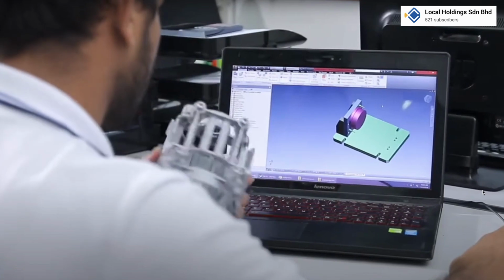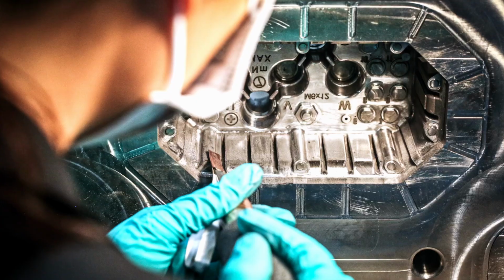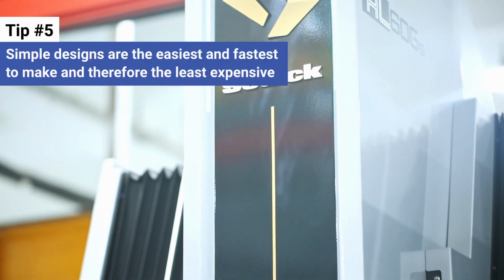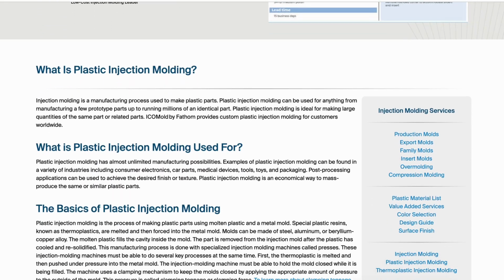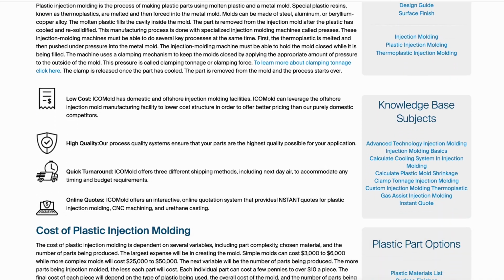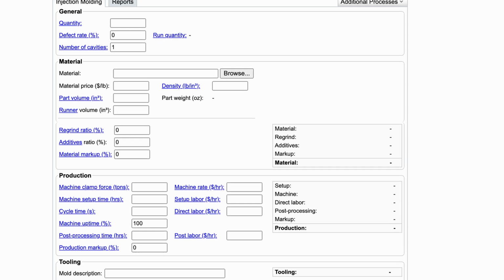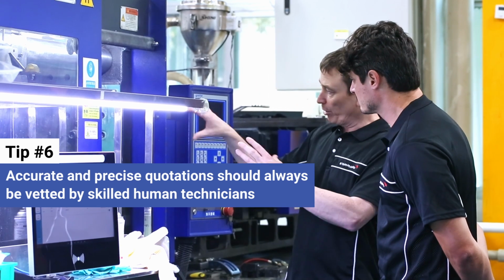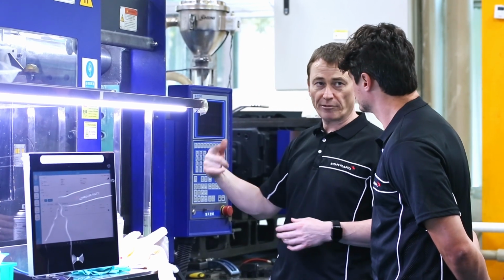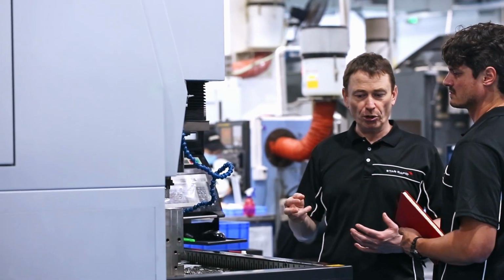The time it takes to make a finished tool includes the initial design, computer modeling and mold flow analysis, rough machining, finishing, and testing. Again, simple designs are the easiest and fastest to make and therefore the least expensive. There are several online cost calculators that use various predictive models to generate fast and generic quotations for tooling costs. To do this, they all rely on simplified shapes made from standard resins where the molding parameters are well known. However, accurate and precise quotations should always be vetted by skilled human technicians who look at every design detail carefully and match it to the intended final application, something that an online calculator can't do.